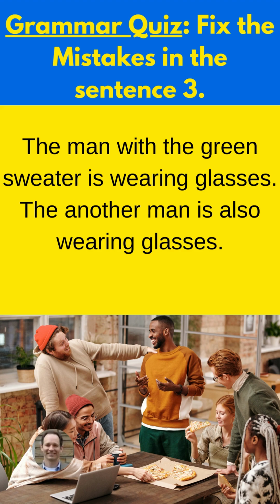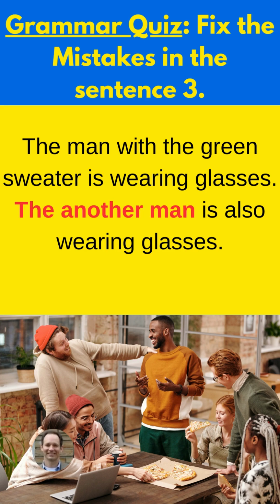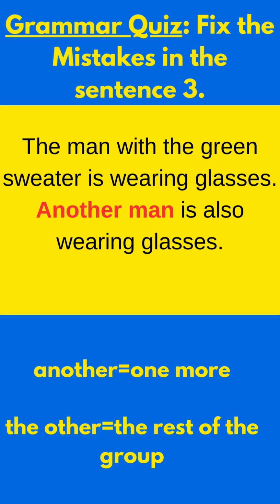Fix the mistakes in these sentences. The man with the green sweater is wearing glasses. The another man is also wearing glasses. The problem is with the another man. So that should just be another man is wearing glasses. We would not put the plus another. Sometimes another just means one more, but sometimes we might say the other if it's the rest of the group. But here there's more than just that one man wearing glasses and another man. There's others not wearing glasses.